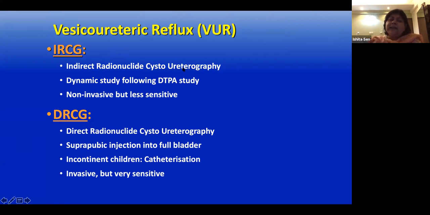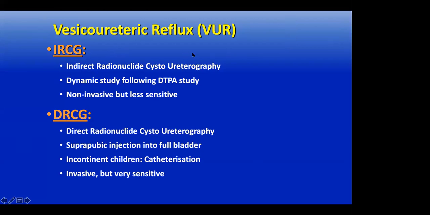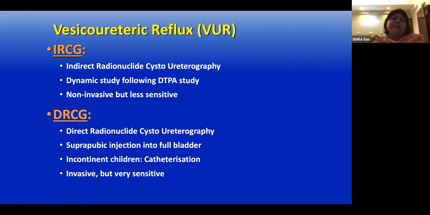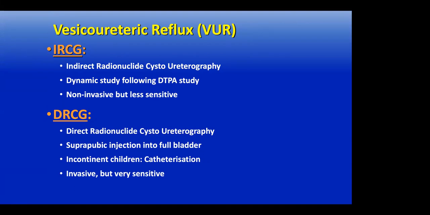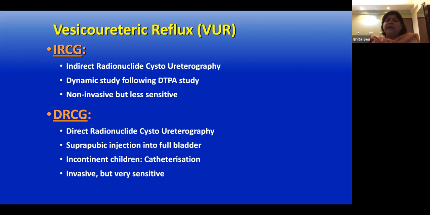One is an indirect radionuclide cystourethropography, which is nothing but, at the end of a DTPA scan or a MAG3 study where the bladder is filled with radiotracer, you ask the patient to void in front of the gamma camera while you take sequential images, and this shows you whether there is any gross vesico-ureteric reflux or not.